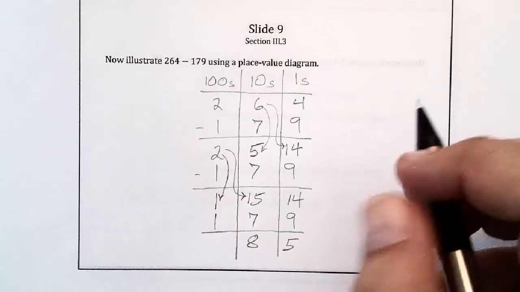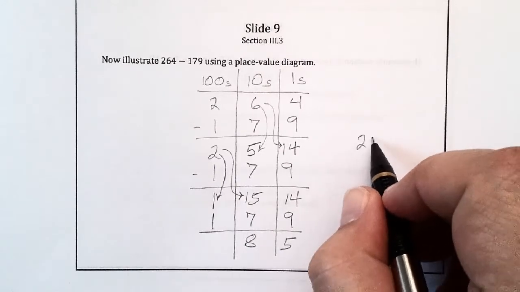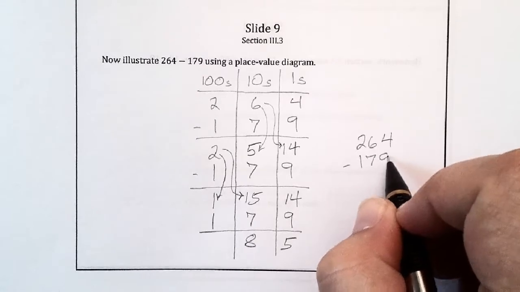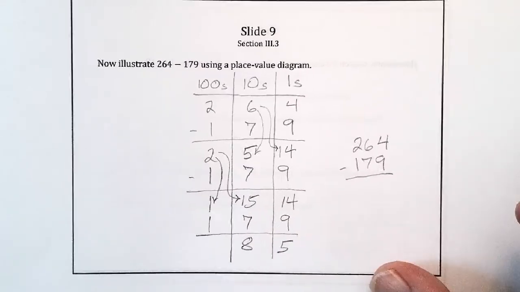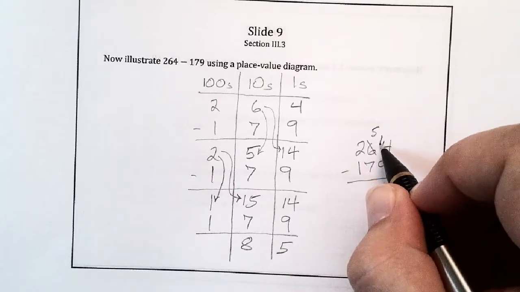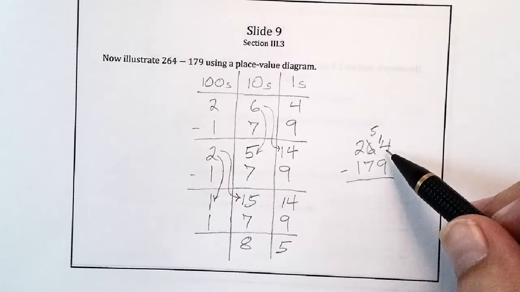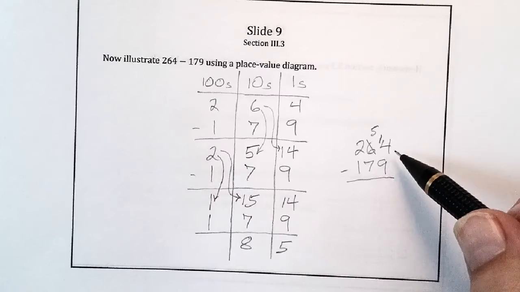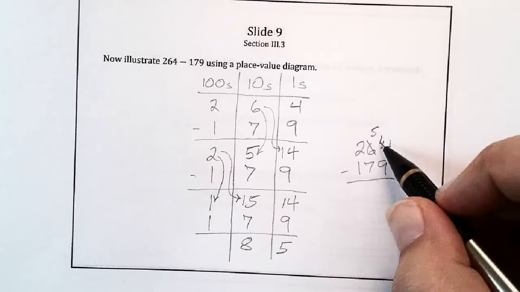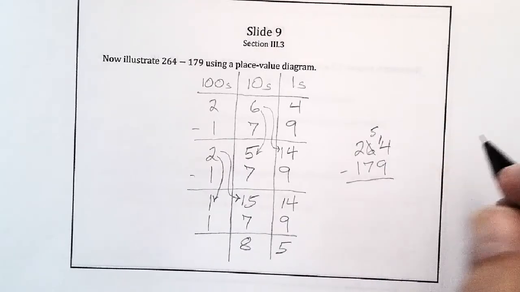Now compare this with the final algorithm for subtraction that you learned in grade school. 264 minus 179. Okay, step 1, we make an exchange. We exchange 1 ten for 10 ones. So we have 14 ones now, rather than just 4, and we have 5 tens instead of 6. And I go ahead and subtract at this point. 14 minus 9 is 5.